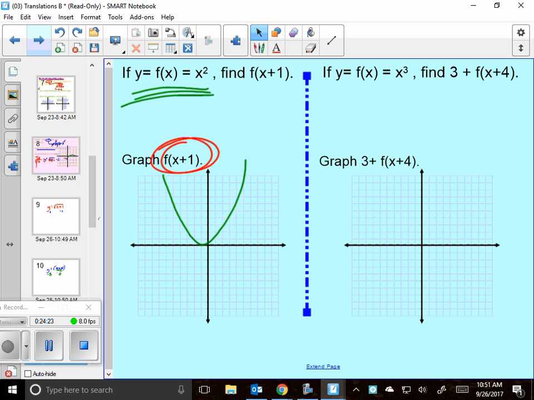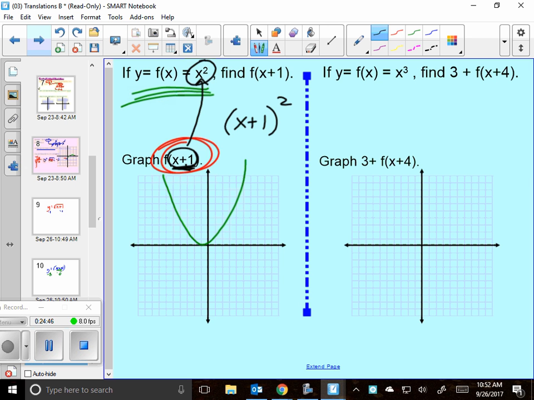Do I get credit on the test? Nope. Got to have how many points? 5 points. How do I get the points? Well, I make an XY chart, but I better stick f of x plus 1. That's stick x plus 1 in where the x was. That has to go in there, and I'll have x plus 1 squared. And then I make my XY chart, get a bunch of points that I can put on my graph.